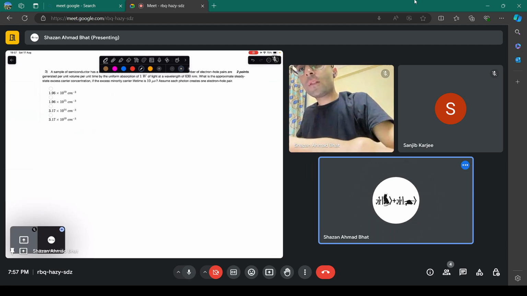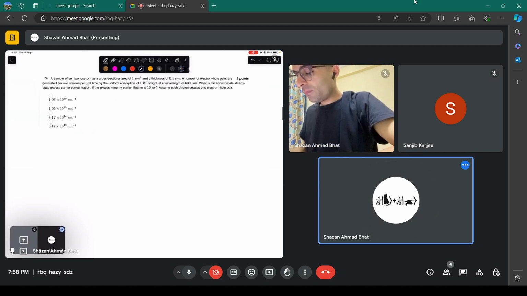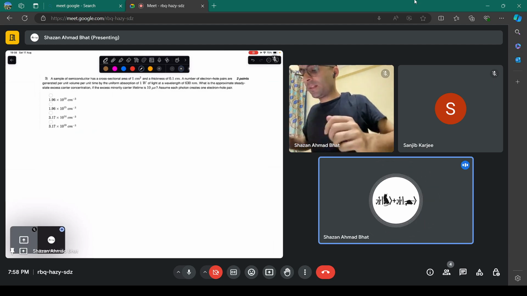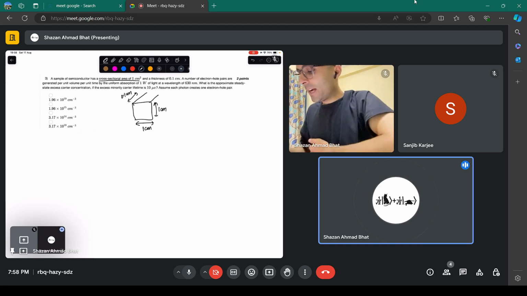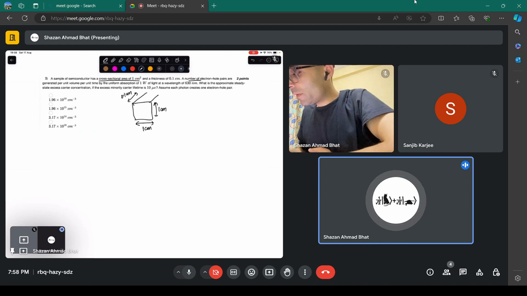Now, what happens in question 3? Now you have a three-dimensional semiconductor with a cross-section area. This is 1 centimeter, this is 1 centimeter, so the overall area is 1 centimeter squared, and the thickness is 0.1 centimeter. The number of electron-hole pairs is generated per unit volume by uniform absorption of 1 watt. So let's say you're applying light with a power of 1 watt.